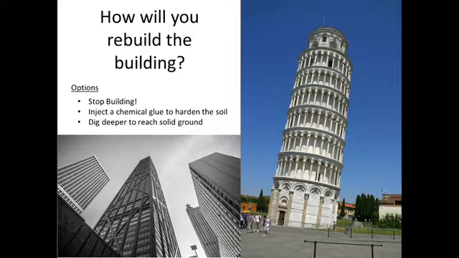You can stop building. Okay, so when you stop building, you could use a chemical glue, mix it in with the dirt to firm up and harden the soil. Or you could dig deeper to strengthen the foundation. Which one should you do? Which one of those 3? You could just stop building, scrap the project. You could somehow chemically change the soil, or you could dig deeper. Which one? All right, well, let's think about each one.